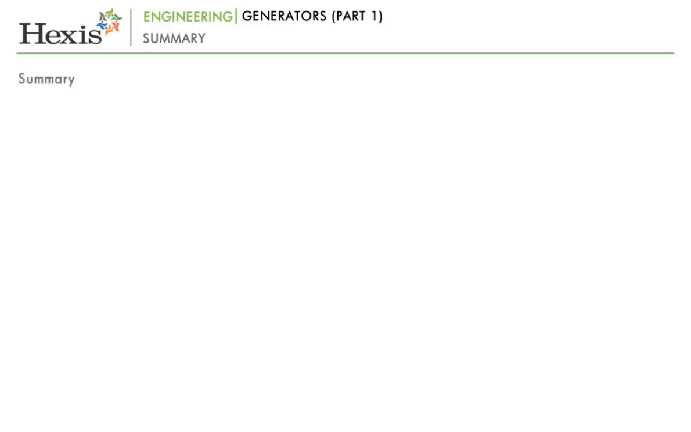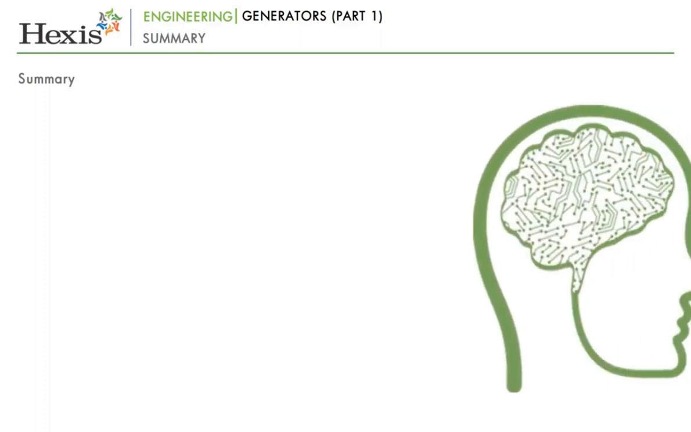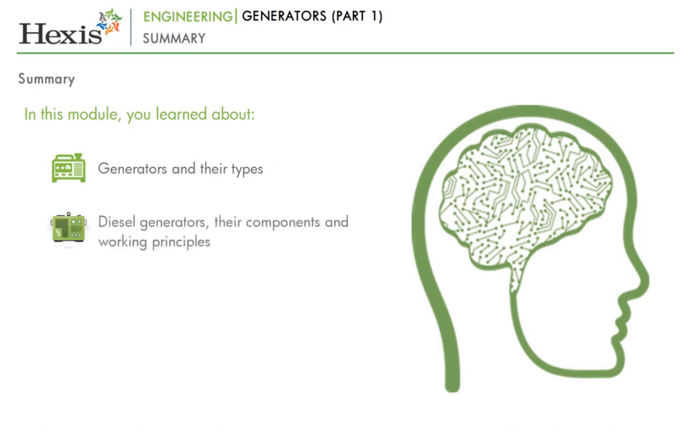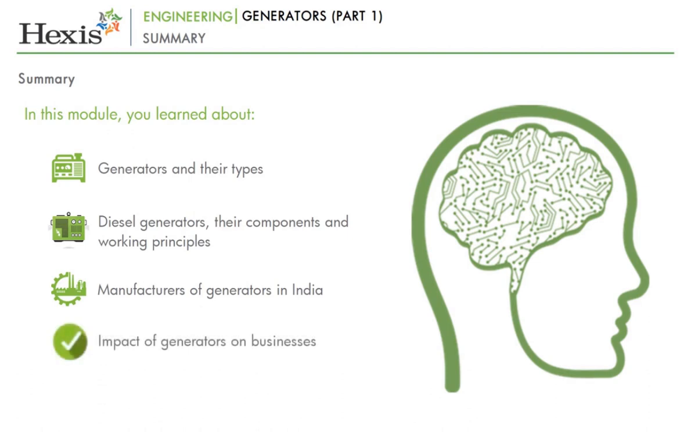That brings us to the end of part 1 of this module on generators. In this module, we looked at generators and their types. We then learnt about diesel generators, their components and working principles. We also got to know about the manufacturers of generators in India and impact of generators on businesses.